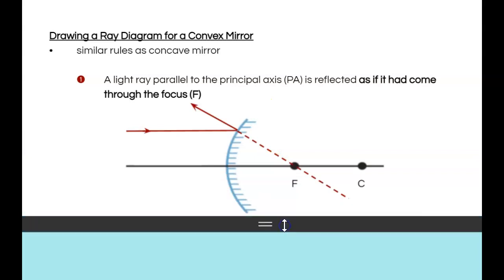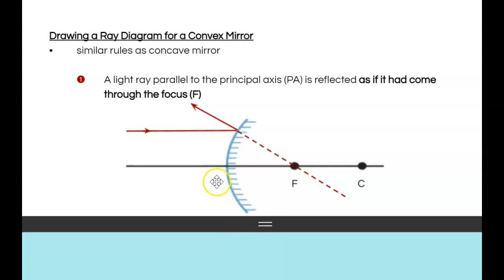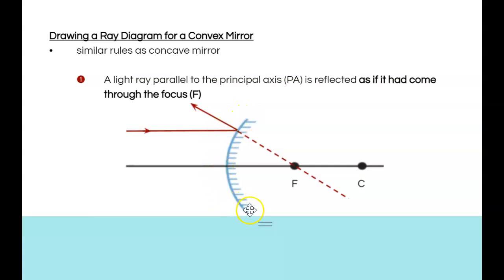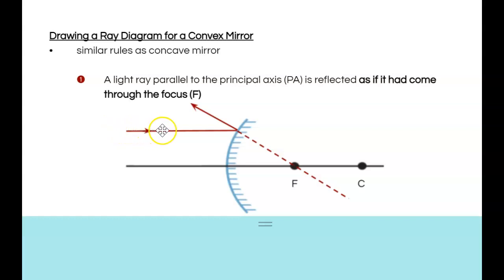Okay, here's a nice diagram of this. So just to locate you, here's our convex mirror. And this is in front of the mirror, and here we have our focus and our center of curvature behind the mirror. And I'm going to project a light ray towards this curved mirror, but parallel to the principal axis. And it's going to reflect as though it's in line with the focus.